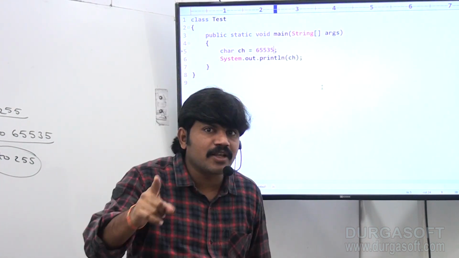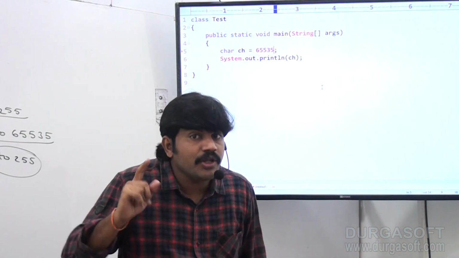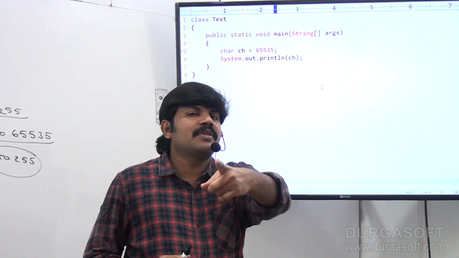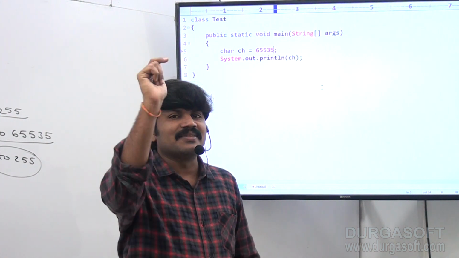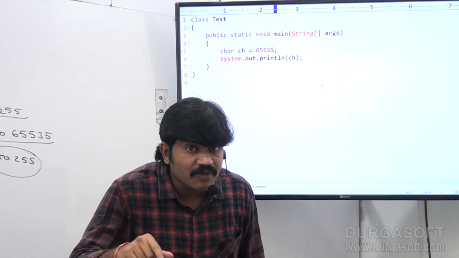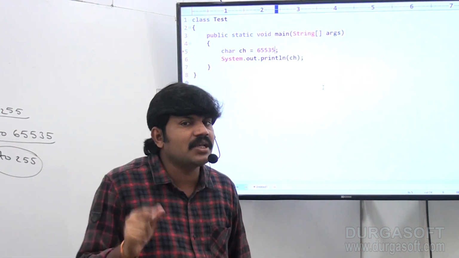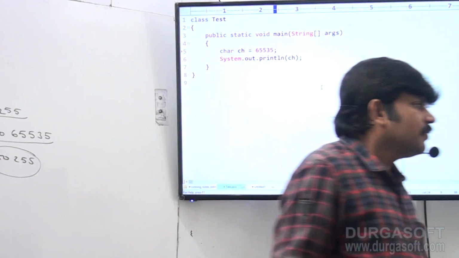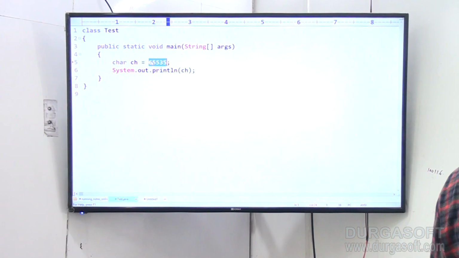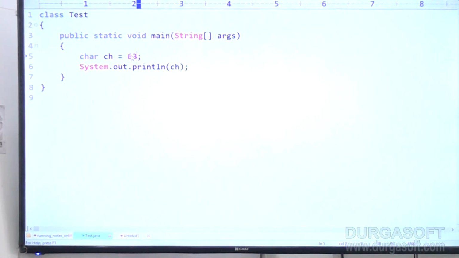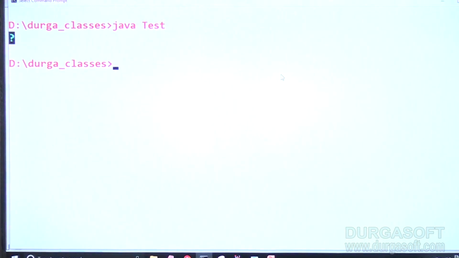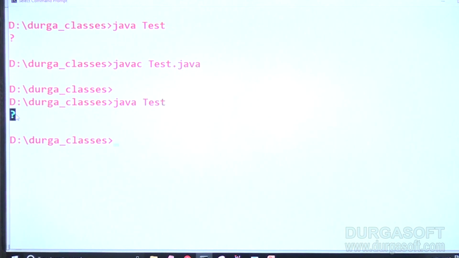What is the Unicode value of that character? The Unicode value of the question mark is 63. Remember this: 63 is the question mark, 64 is the @ symbol, 65 is the capital A. 63 is the Unicode value of the question mark symbol. Now observe, where is the proof? char ch is equal to 63, I am taking. System.out.println of ch. What is the answer we are going to get? Yes, the question mark symbol. 63 itself is the Unicode value of the question mark symbol.